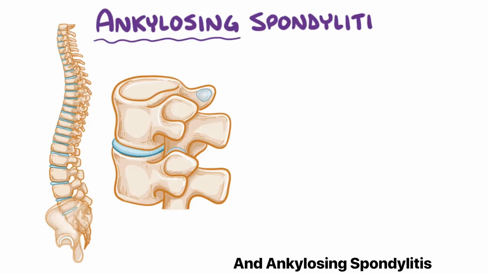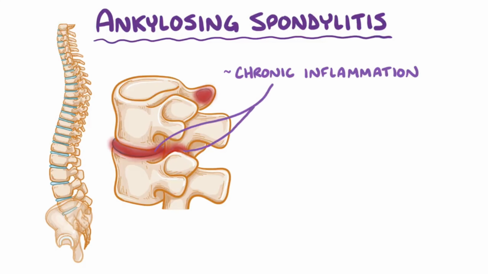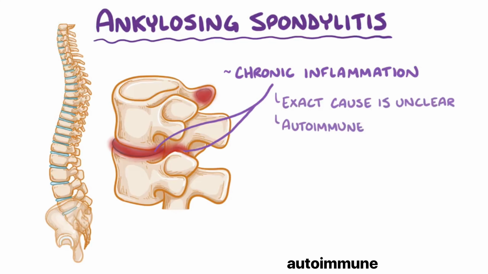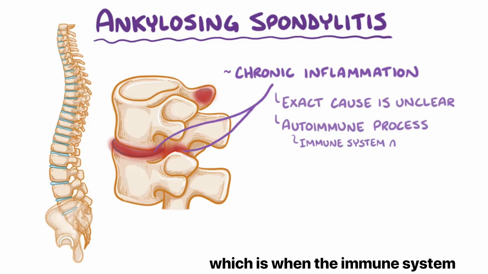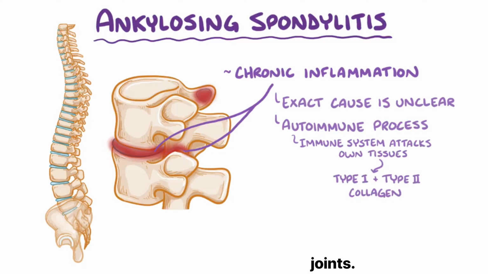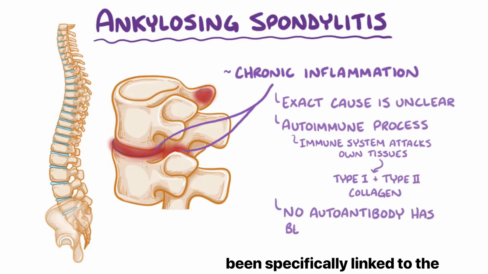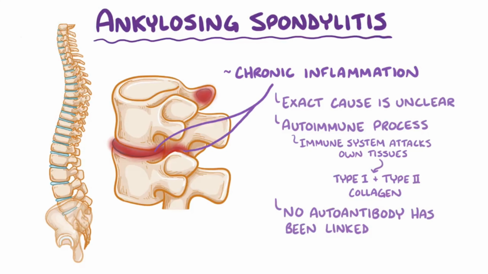In ankylosing spondylitis, there's chronic inflammation of the intervertebral joints and the facet joints of the spine. The exact cause of inflammation is unclear, but it's thought to be due to an autoimmune process, which is when the immune system attacks its own tissue, in this case the type 1 and type 2 collagen in the joints. But unlike many other autoimmune conditions, no autoantibody has been specifically linked to the disease.